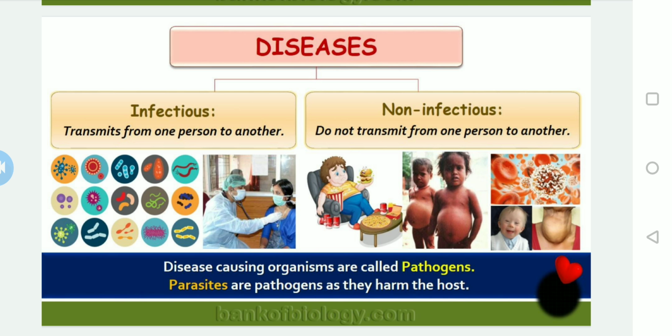And what about non-infectious diseases? The reasons behind them are deficiency diseases, degenerative diseases, allergies, and cancer. They are all considered non-infectious diseases, also known as non-communicable diseases. Diseases that are not transmitted from an infected person to another person are called non-infectious diseases. This is how we broadly classify diseases into two types: infectious and non-infectious diseases.